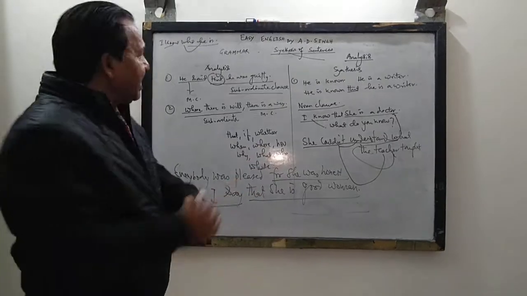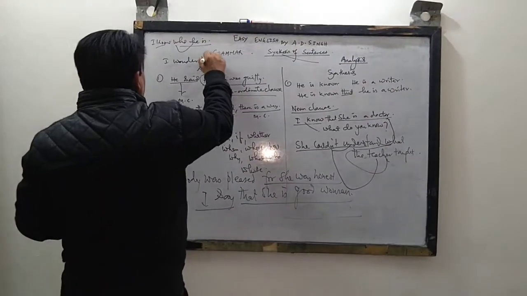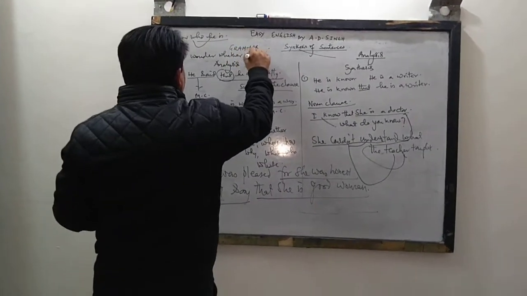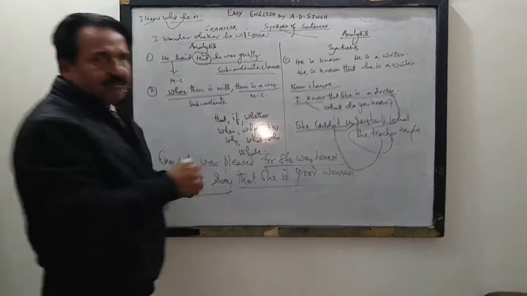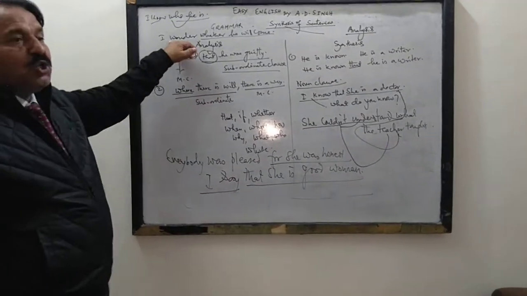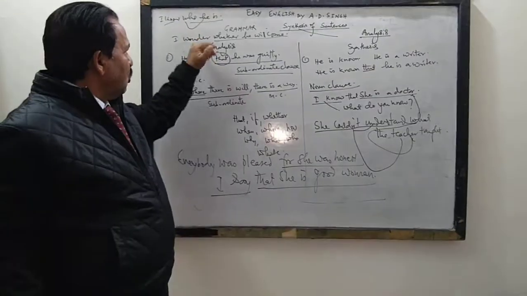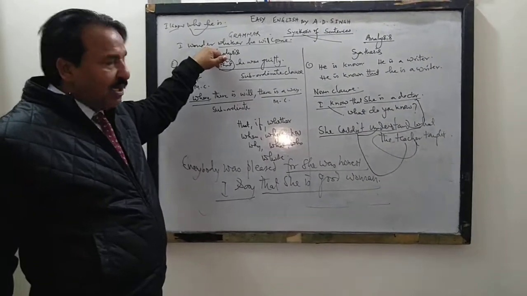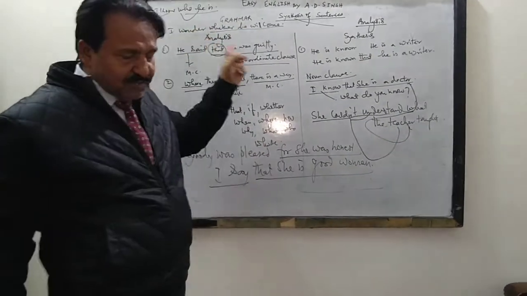I wonder whether he will come. Now tell me, what is the noun clause here, Manish? Whether he will come. What do you wonder? You wonder whether he will come. Wonder is the verb here. Whether he will come. So, this is an object to the verb wonder.